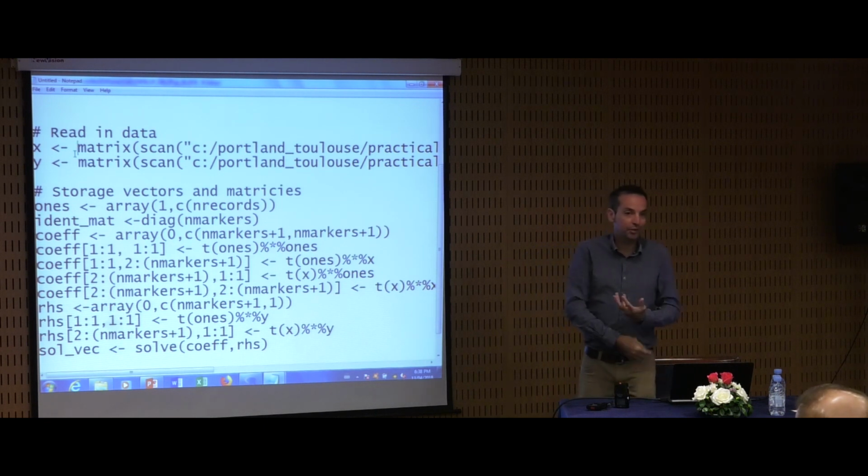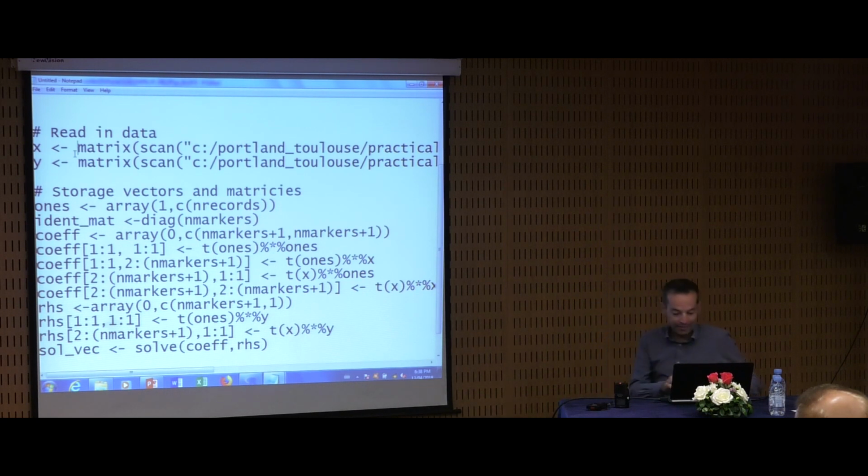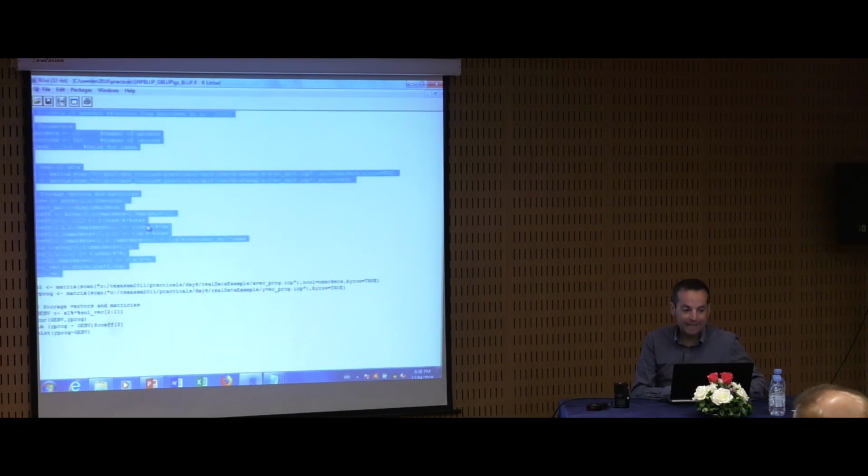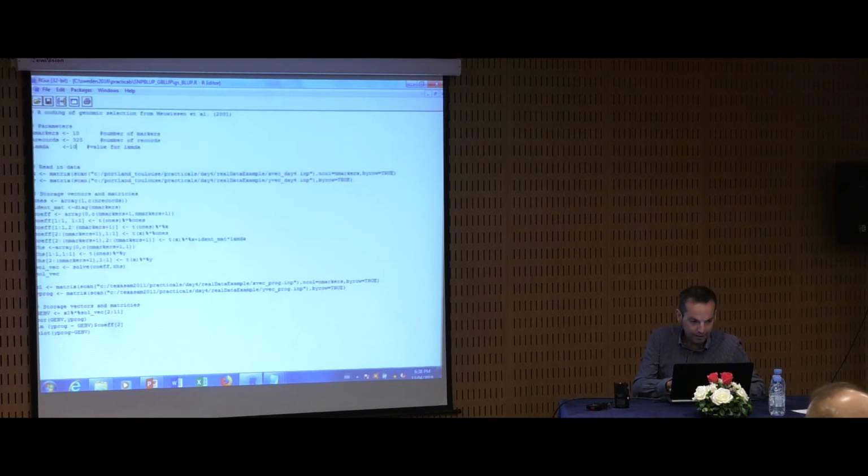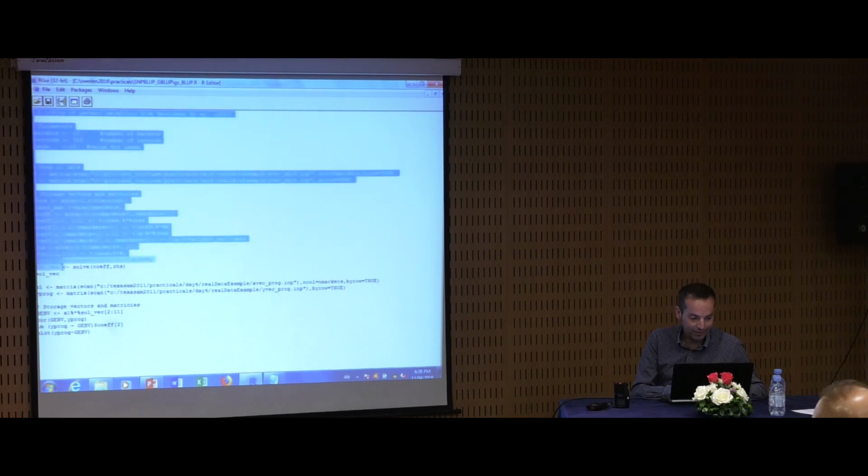So just to show you what you get out of it when you run that. Remember we had 10 markers. So what we should see when we solve this system of equations is a solution for both the mean effect in the population, and then 10 marker effects. So let's see if we get that.